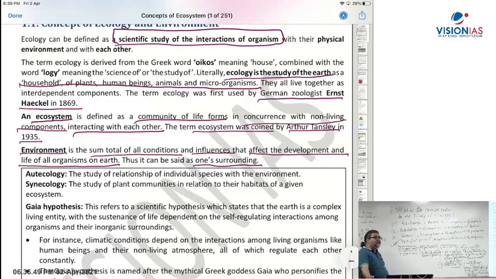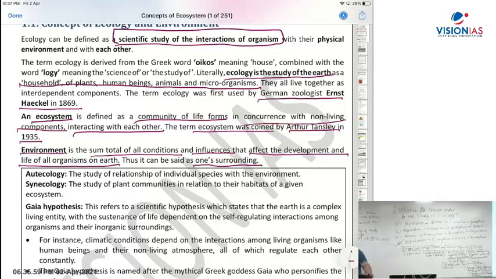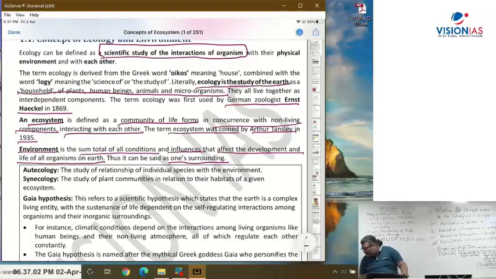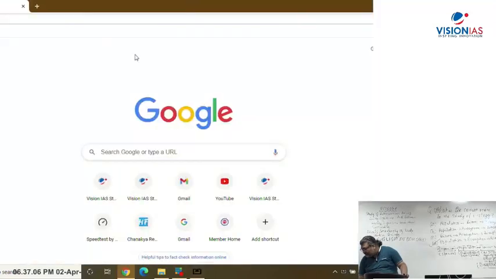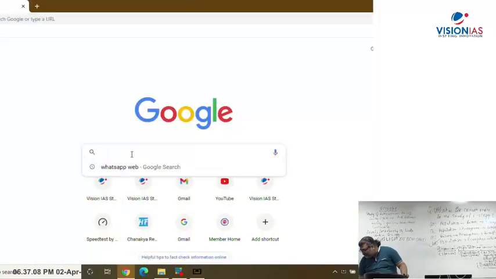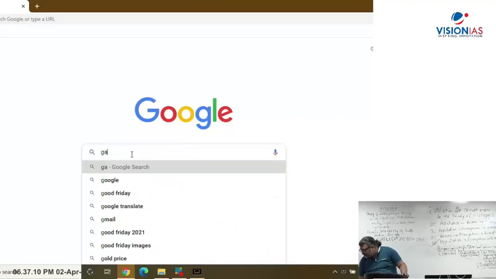You have to be aware of the key terms, right? All the key terms become very, very important. Now what I would do here, let's watch a small documentary. I'll now play a small documentary for all of you, and it's a very, very important concept which I would like to discuss in the classroom here, the Gaia hypothesis.